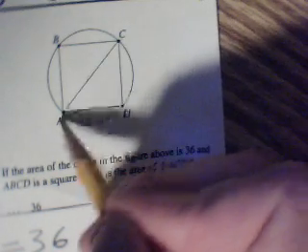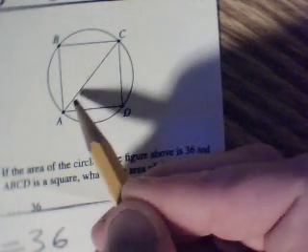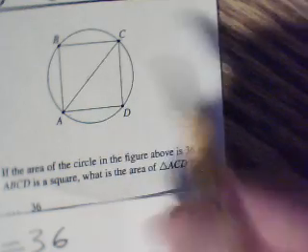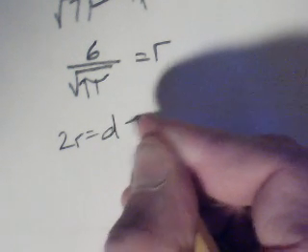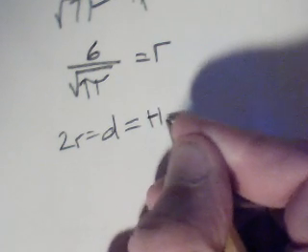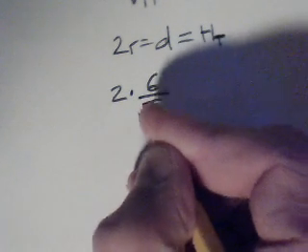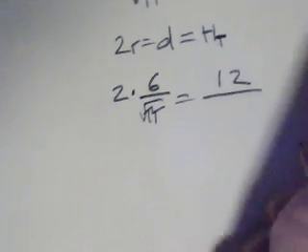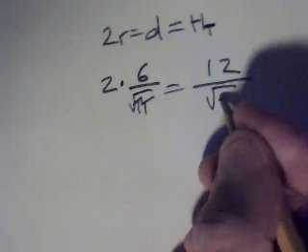So now that we know what the radius is, double that radius is going to equal this diagonal, or the hypotenuse of this triangle, as I should say. So let's double r. 2r is equal to the diameter, which is also equal to the hypotenuse of the triangle. So 2 times 6 over square root of pi is going to come out to 12 over square root of pi.